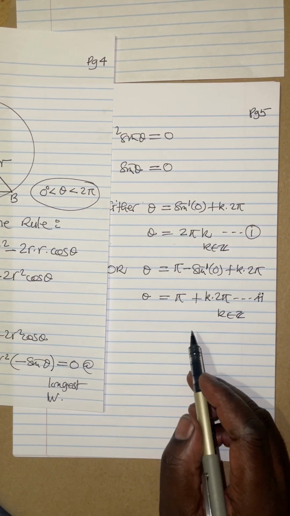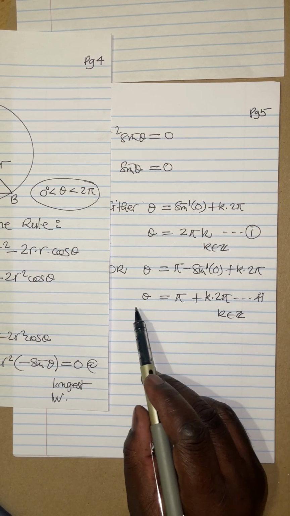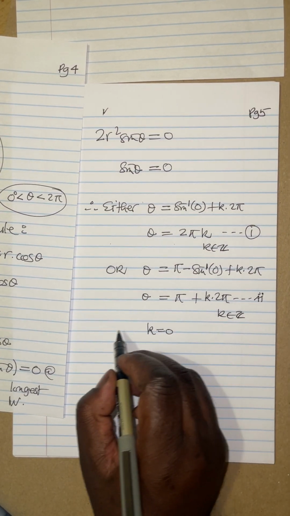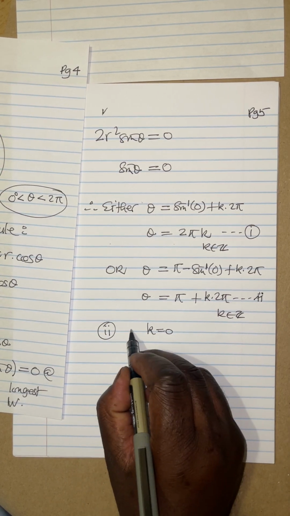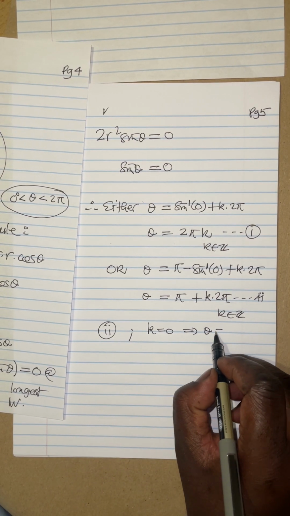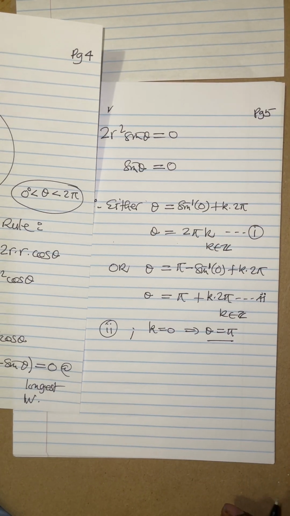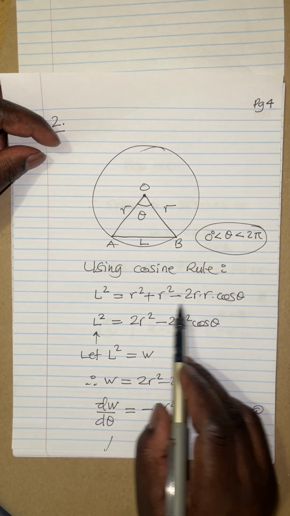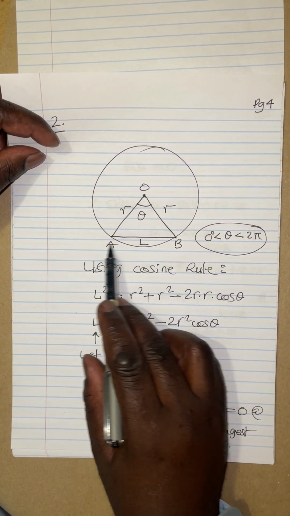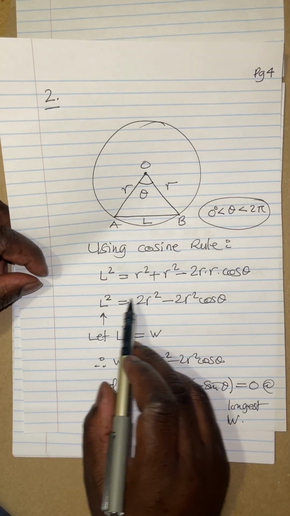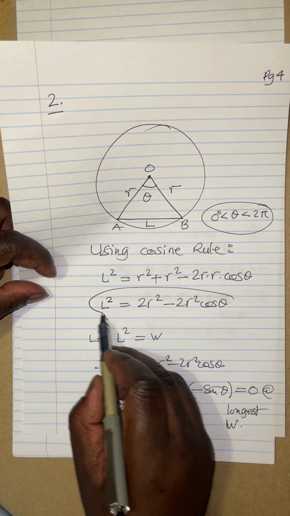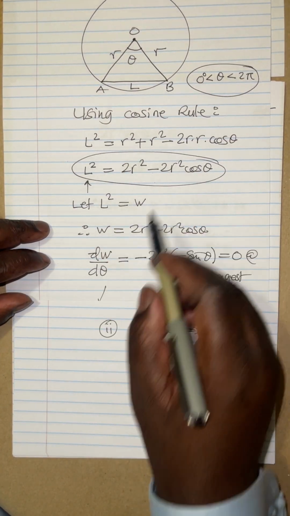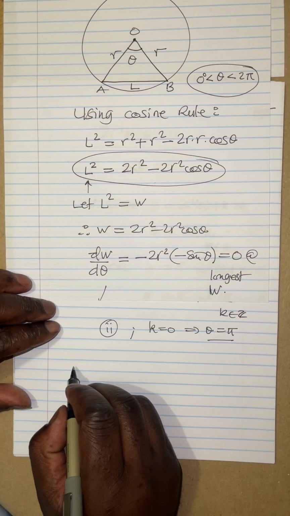But if you look at this one here, if you let k equal 0, it will give us theta equals pi. So in equation number 2, if we let k equal 0, what we get is theta equal to pi radians. Now, let's go back to our relationship, the expression for the square of our chord, the length of our chord AB. I'm going back to this simplified form, and I'm going to substitute pi radians in there and see what L would turn out to be.